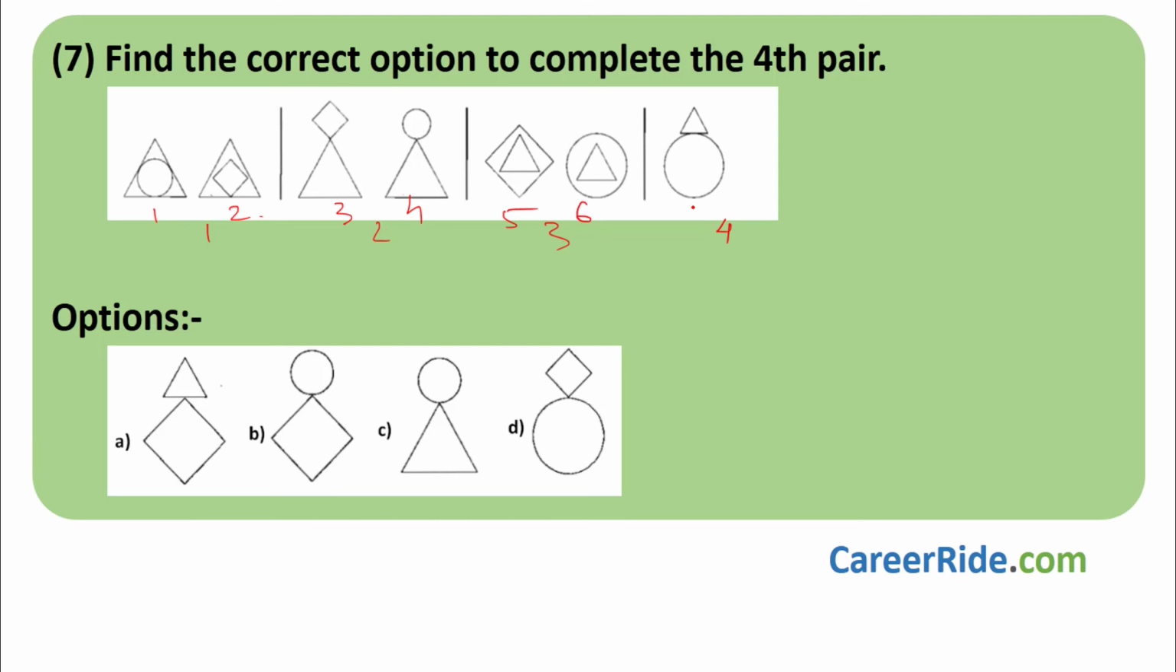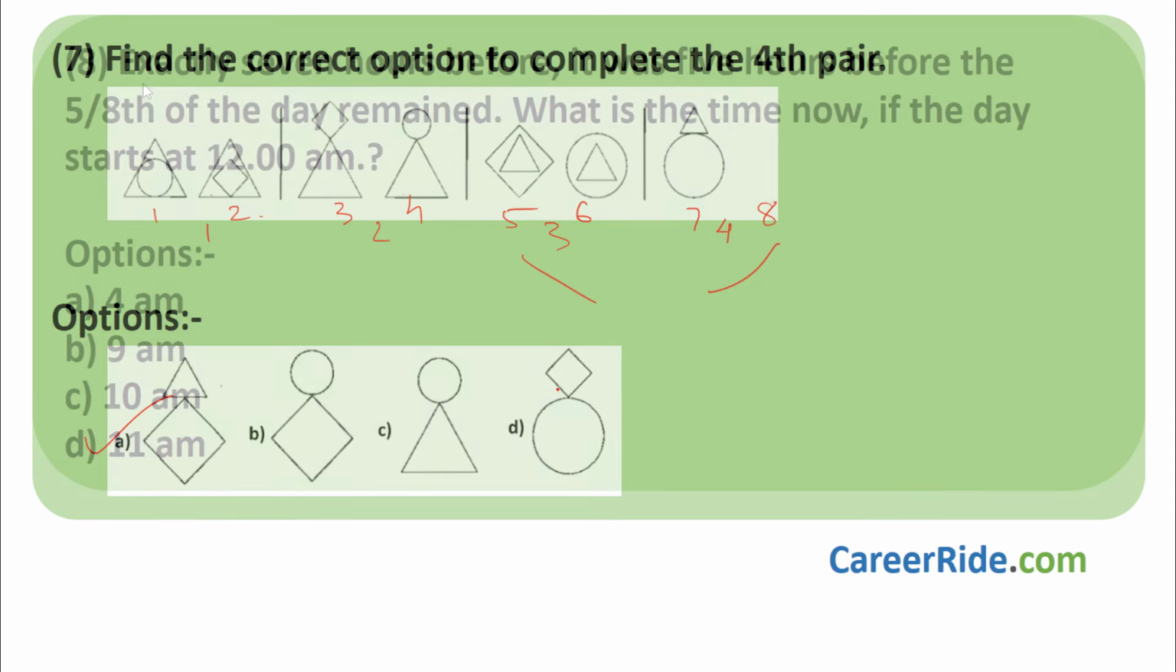So 5, 6, 7, 8. So 5 and 8 have to be related. Over here also 6 and 7. Internal diagram comes outside on the top. So triangle comes on the top. Answer is A. Moving on.